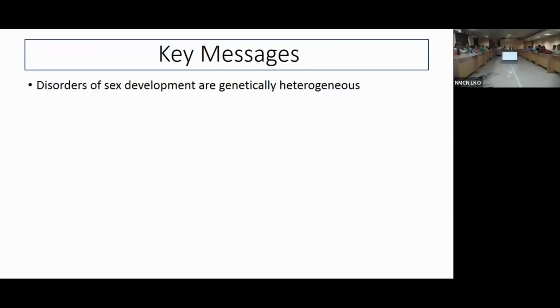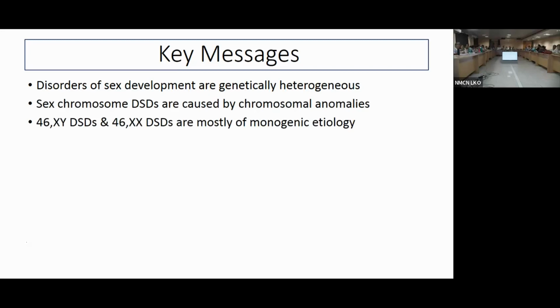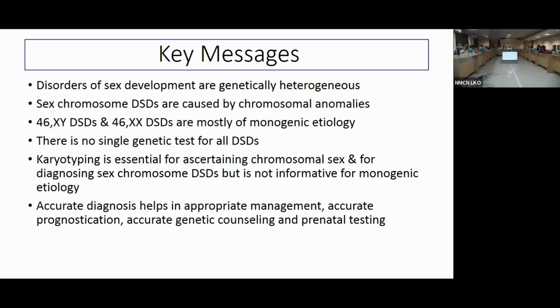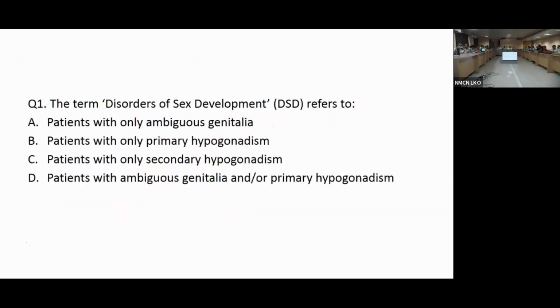So basically, disorders of sex development are genetically heterogeneous. Sex chromosome DSDs are caused by chromosomal anomalies. 46XX and 46XY DSDs are mostly of monogenic etiology. So therefore, there is no single genetic test for all DSDs. But karyotyping is the essential first genetic test for all of them for ascertaining the chromosomal sex and for diagnosing sex chromosome DSDs. But obviously, it will not give you information about the monogenic etiology. And accurate diagnosis helps in appropriate management, accurate prognostication, accurate genetic counseling, and prenatal testing.